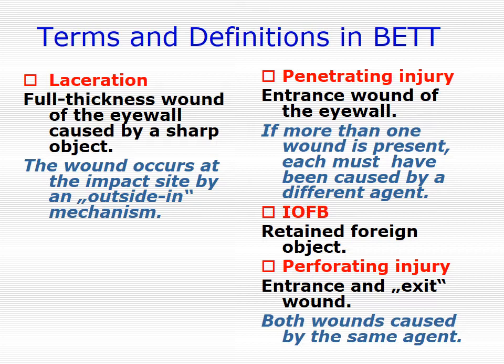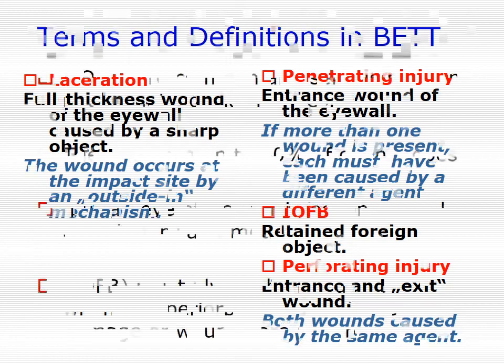We have penetrating injury, an entrance wound of the eye wall. If more than one wound is present, each must have been caused by a different agent. Intraocular foreign body, a retained foreign object inside the eye. Perforating injury, which is an entrance and exit wound, both wounds caused by the same agent.